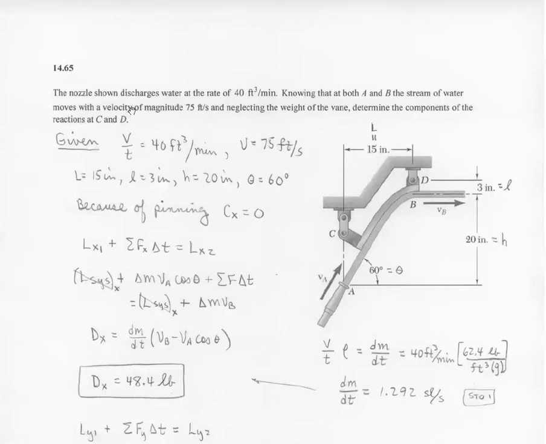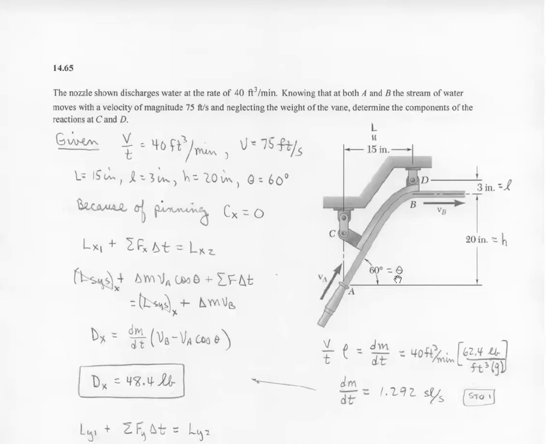Problem 14.65 involves a nozzle shown discharging water at a rate of 40 ft³/min into this system right here. Knowing that at both A and B, the stream of water has a velocity magnitude of 75 feet per second, and neglecting the weight of the vane, determine the components of the reactions at C and D.